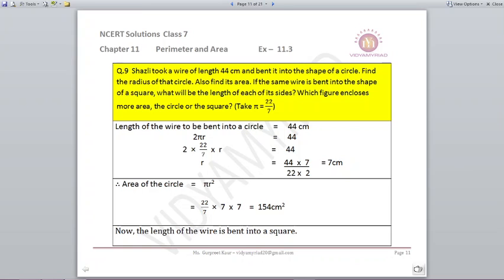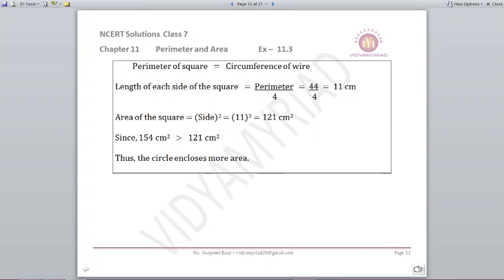Now they are saying that same wire which was used to make a circle is now bent into the shape of a square. We need to find out the length of each side of the square. So now what will happen? Now perimeter of square we know is 4 into side. So I want to know the side, that is perimeter divided by 4, which is 44 upon 4 gives us 11 centimeters. Then we need to calculate the area of the square, that is side square. So side into side, that is 11 into 11, that gives us 121 centimeters square.